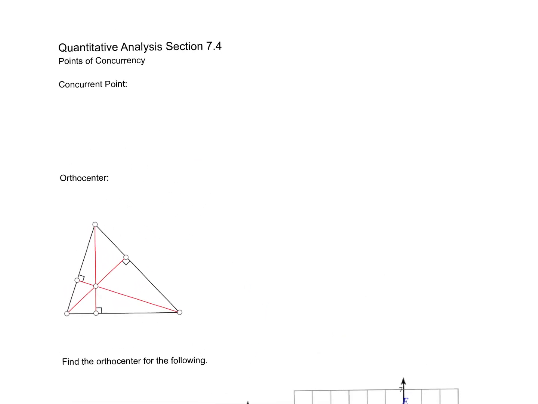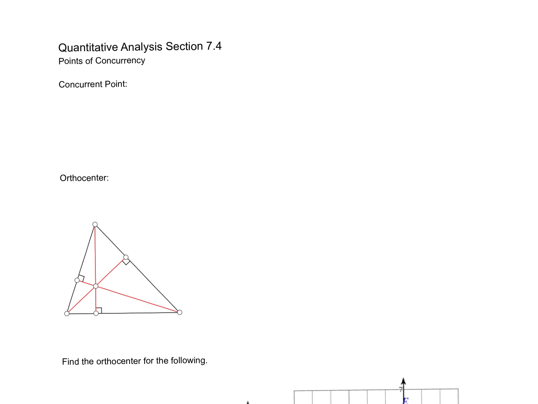In section 7.4, we're going to extend what we talked about in section 7.3 with our altitudes and our perpendicular bisectors and our medians, and start to talk about some special points that can be formed with these different segments. So what we're going to look for today is what are called points of concurrency or concurrent points.